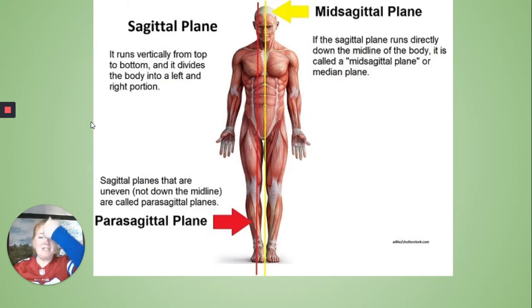Here we see sagittal. Remember I said it does not have to be straight down the middle. That would be mid-sagittal. That could be along the side, anywhere along the side, and anything that is not mid-sagittal is referred to as parasagittal. And a sagittal plane divides the body into left and right halves.